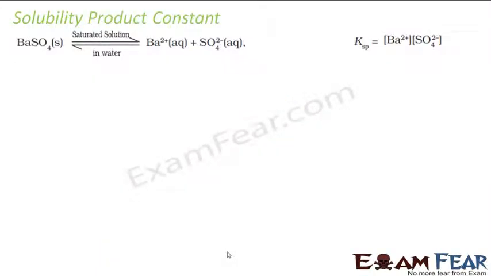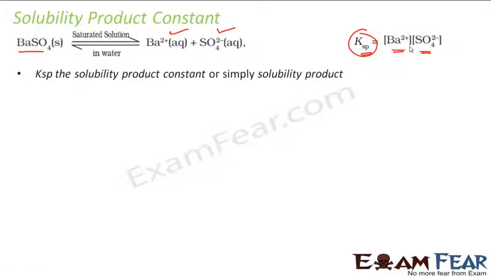So we'll take one example here. BaSO4: the saturated solution becomes Ba2+ and SO4 2-. If you put this in water, it gives barium ions and sulfate ions. So Ksp will be what? Nothing but the concentration of this times the concentration of this, and BaSO4 is solid, so you can ignore that. So Ksp will be the concentration of barium ions times the concentration of SO4 2-.